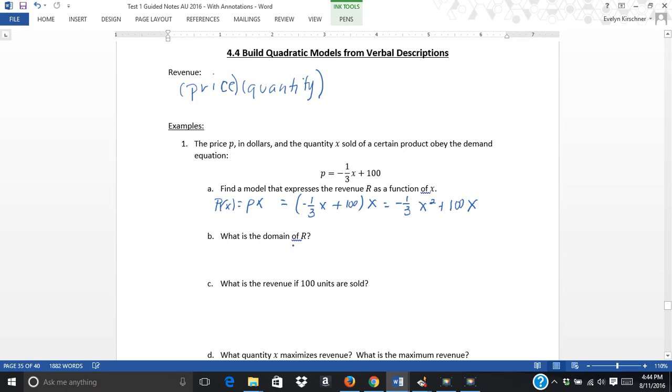So what's my domain of R? What's my domain of the revenue? Well, obviously you're not going to make negative items, right? And any other X value will do, so I'll just say X greater than or equal to 0. And then I want to know, what's the revenue if I sell 100? Well, R of 100 is negative 1/3 times 100 squared plus 100 times 100, which is actually 2/3 times 100 squared, which equals 6666.67.